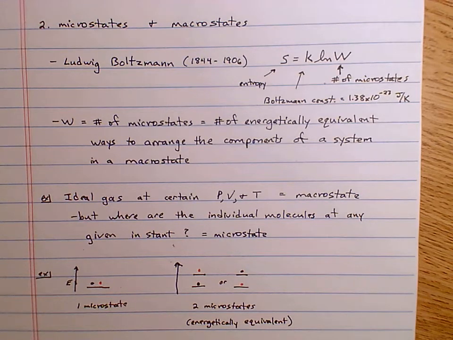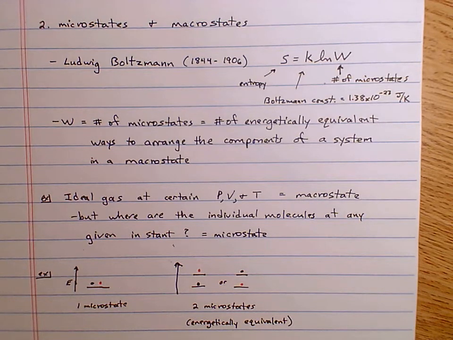This macrostate has only 1 microstate. But if we numbered our gas molecules 1, 2, 3, and 4, gave them each a number and tracked them, how many different ways can we arrange this situation where we have 2 molecules of gas on this side and 2 molecules of gas on this side?